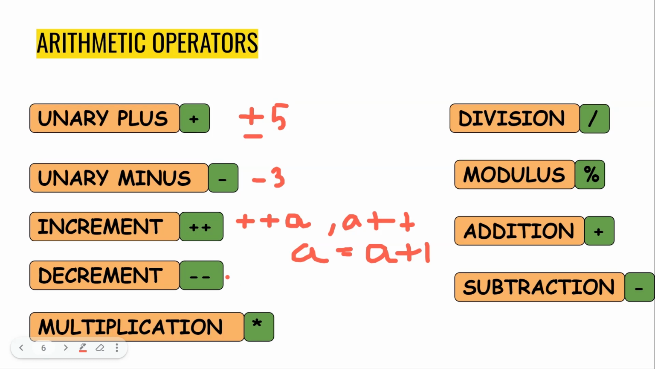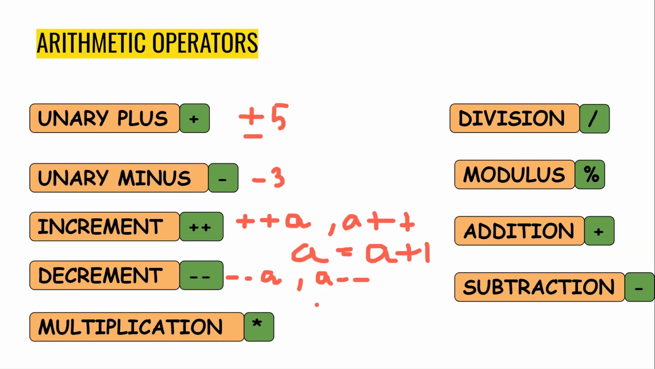Then we have the decrement operator. It subtracts 1 from the operand. The decrement operator can also be expressed as post-decrement and pre-decrement. For example, a minus minus, which indicates post-decrement, and minus minus a, which indicates pre-decrement.